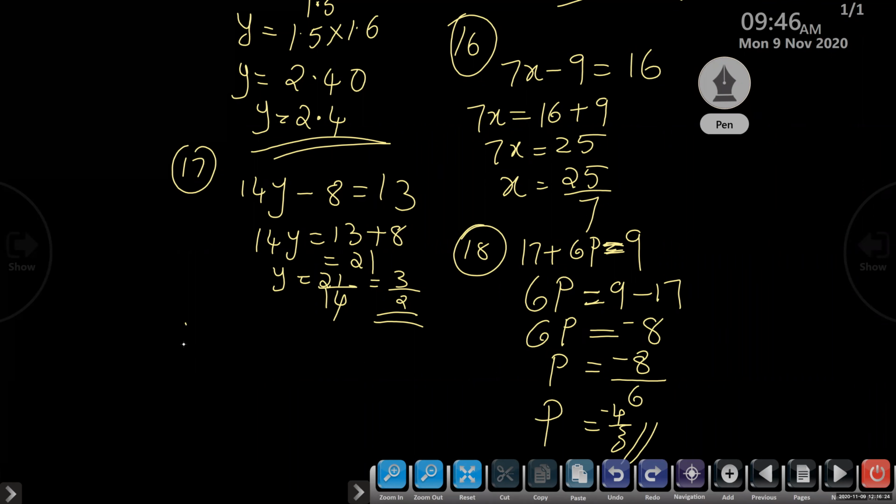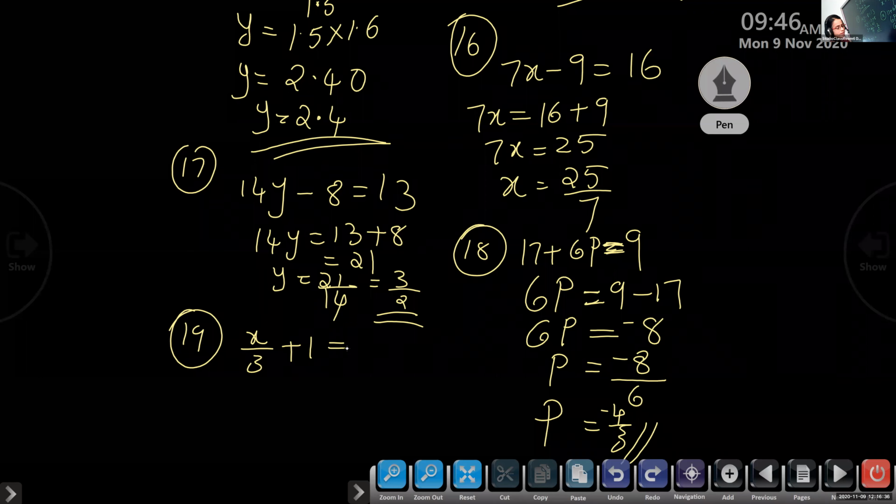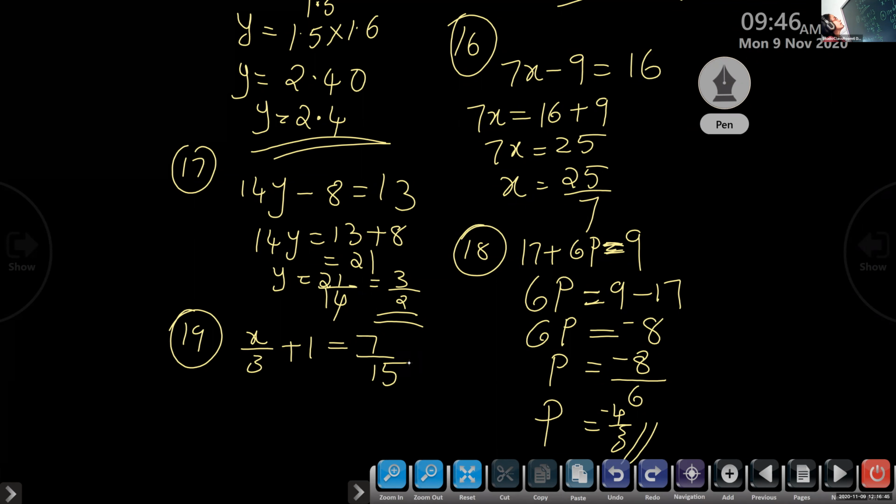Question number 19. X by 3 plus 1 is equal to 7 by 15.